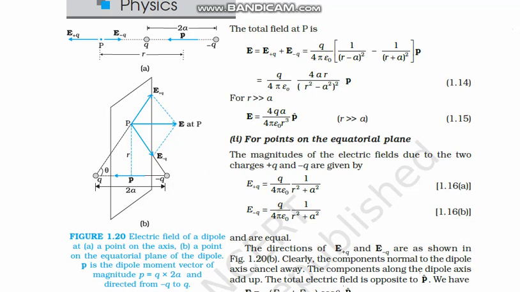And how did we calculate cos theta? We took a upon the square root of r square plus a square. So we were able to calculate cos theta. Remember, since this is not an equilateral triangle, theta is not 60 degrees.